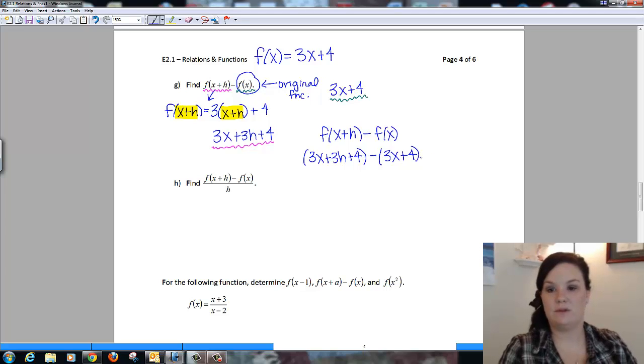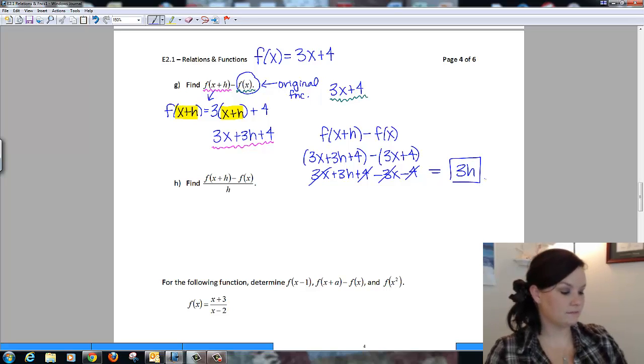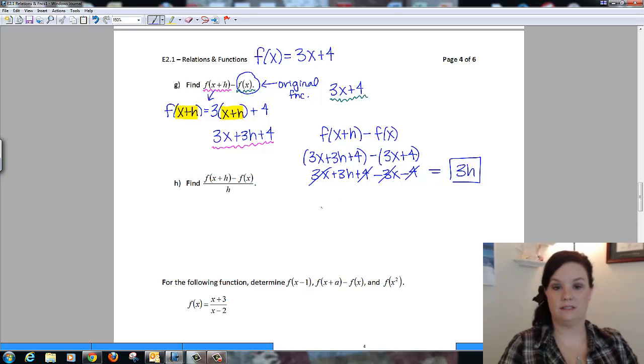Okay, I need to distribute that negative. So I get 3x plus 3h plus 4 minus 3x minus 4. Now notice when I go to combine like terms, my 3x's are opposite signs, so they cancel. And my 4's are opposite signs. So all I end up with is 3h. Okay. So now I want to look at the second part. The second part says to do f of x plus h minus f of x all over h.